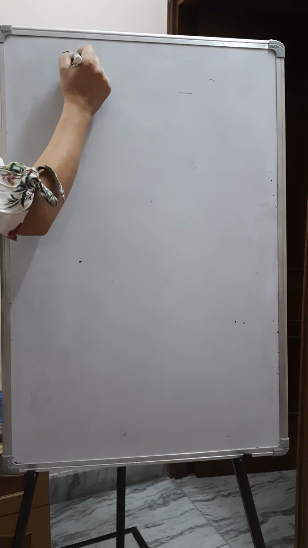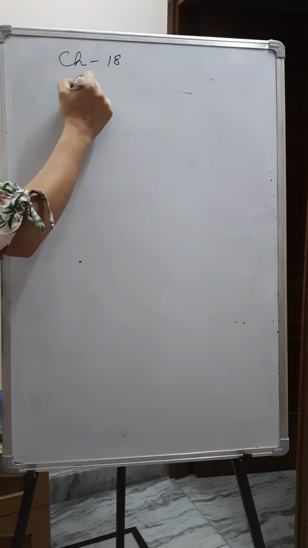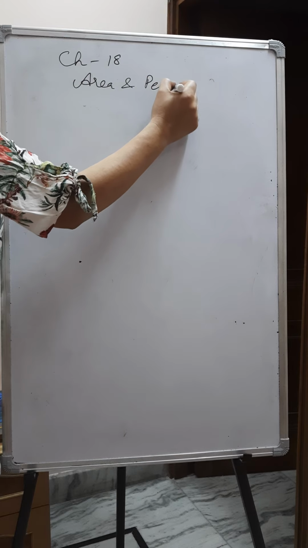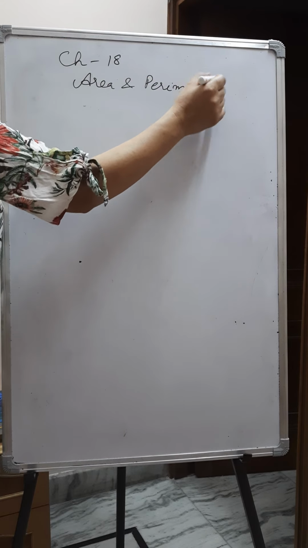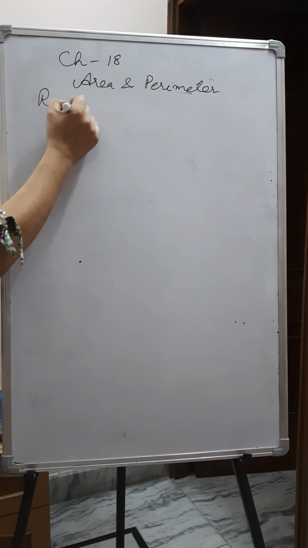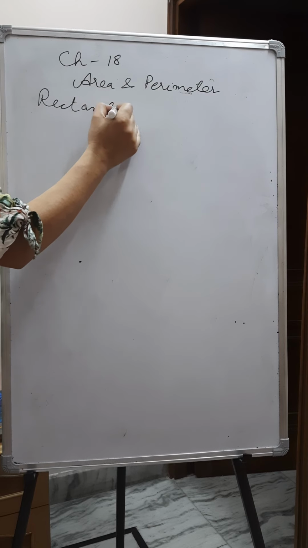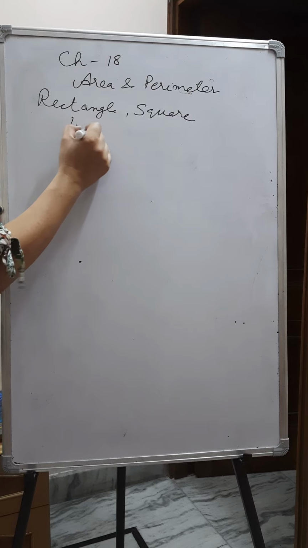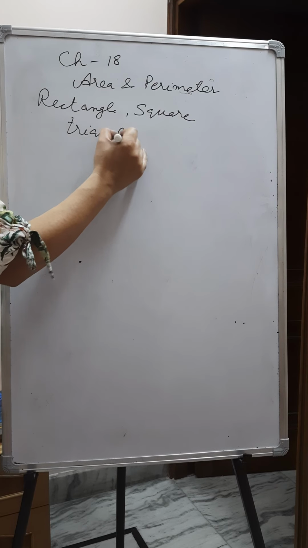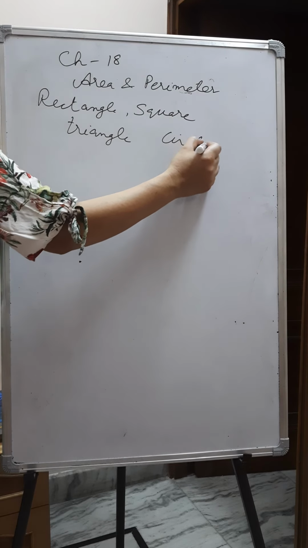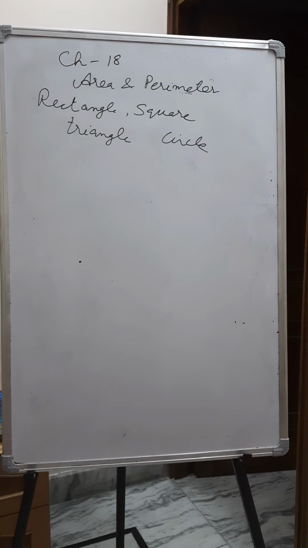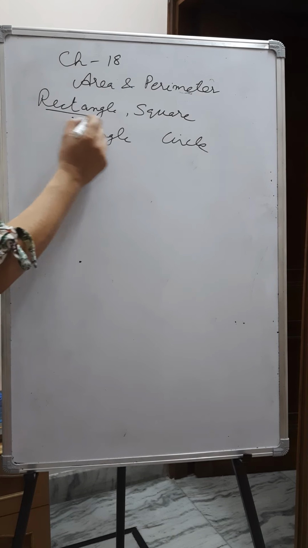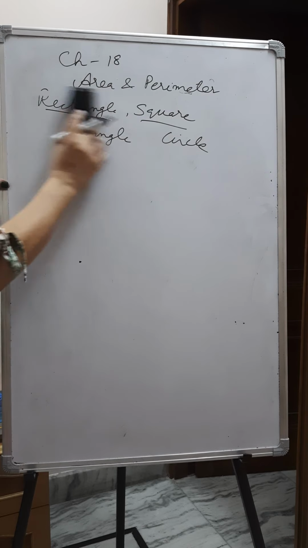Today we will do chapter 18, area and perimeter of some plane figures: rectangle, square, triangle, and circle. First of all, we will start with the rectangle and square, four-sided figures.